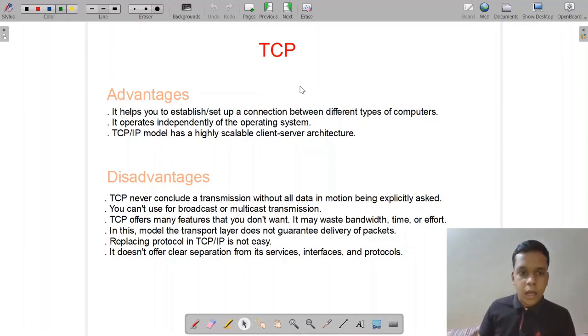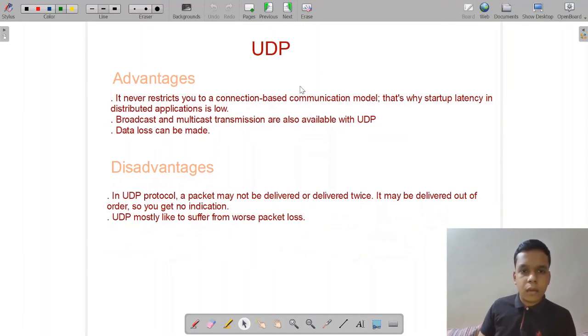In this model, the transport layer does not guarantee delivery of packets, and replacing a model in TCP IP is not easy. Now looking at UDP, under advantages, it never restricts you to a connection-based communication model. Broadcast and multicast transmission are also available with UDP, and data loss can be made. The disadvantages of the UDP model are that in the UDP protocol, a packet may not be delivered or may be delivered twice, and it may be delivered out of order, so you get no indication. UDP is most likely to suffer from worse packet loss.